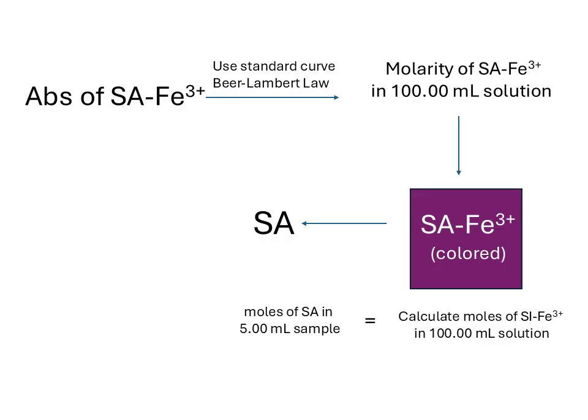Now, if you take the absorbance of the salicylate iron 3+ complex solution, you can calculate the molarity of the solution using the Beer-Lambert law and the standard curve, which was provided or previously created. If you know the molarity of the solution, you know the number of moles of the salicylate iron 3+ complex in the 100 milliliter solution. This is the same number of moles of the salicylate ion that was in the 5 milliliter sample.